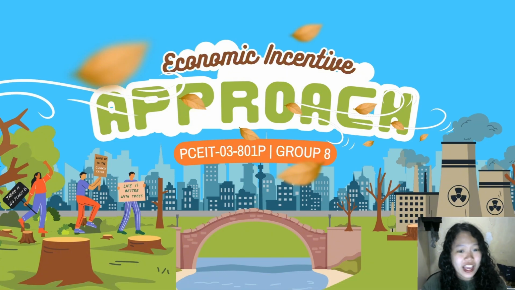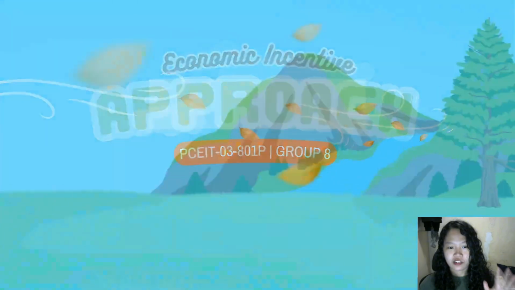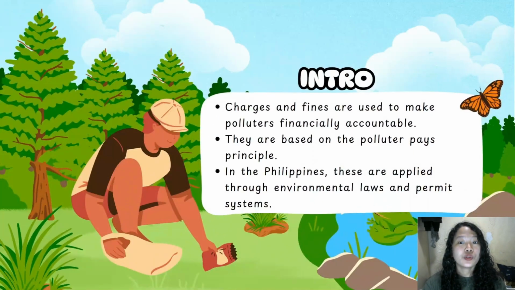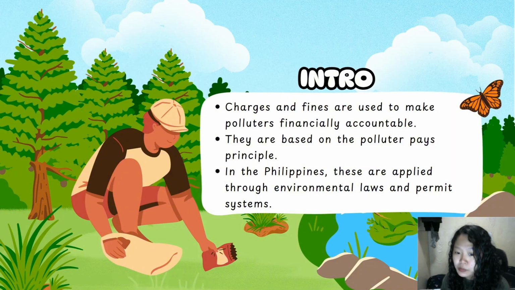So, good day everyone. I will be discussing the first part of the economic incentive approach, which are the charges and fines in environmental management under the economic incentive approach. So, charges and fines are economic tools used to regulate environmental behavior to ensure that individuals and businesses pay for the environmental impact of their activities. This follows the polluter pays principle where those who cause pollution are financially responsible.